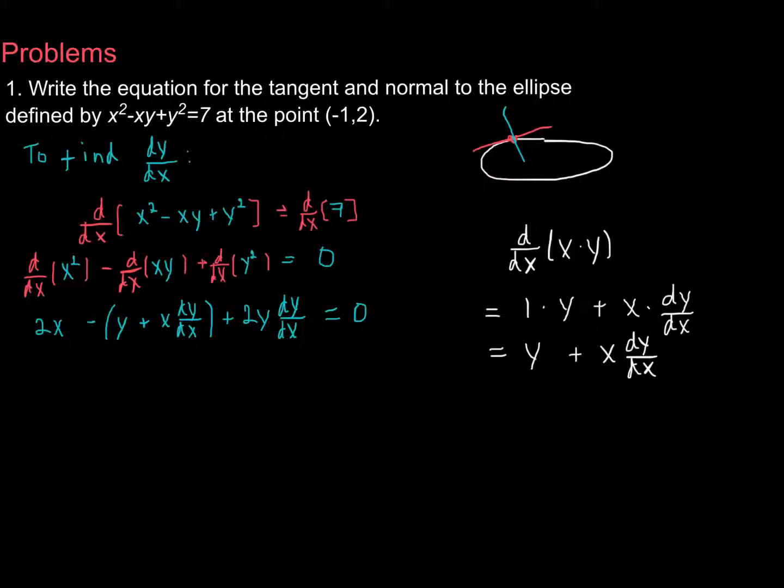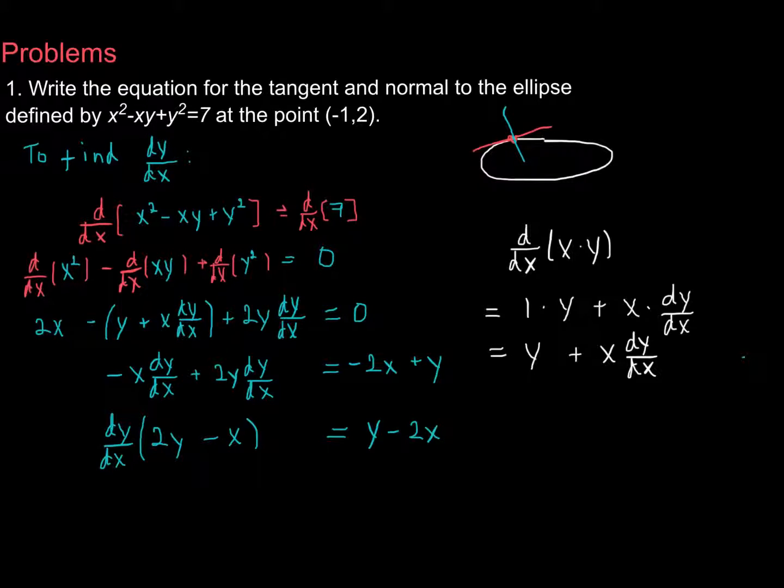And that equals 0. All right, at this point, I need to get all of my terms with dy dx onto one side, all the other terms on the other, and then I need to factor out a dy dx. So notice I need to apply this negative sign to both of these, so this will be negative y, and this will be negative x dy dx. And so then I'm going to subtract a 2x and add a y to both sides. So notice that's what I've done here. I've subtracted 2x and added y, because I had a negative y here, and I'm left with negative x dy dx plus 2y dy dx.